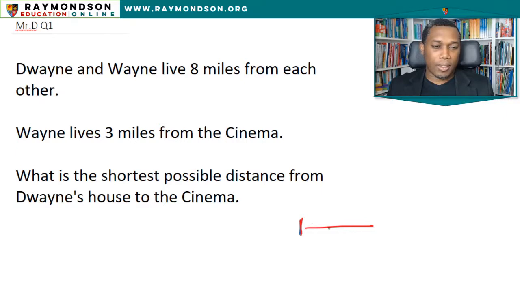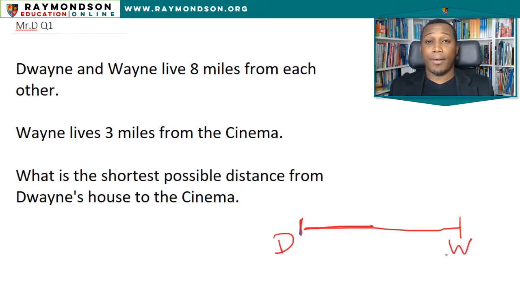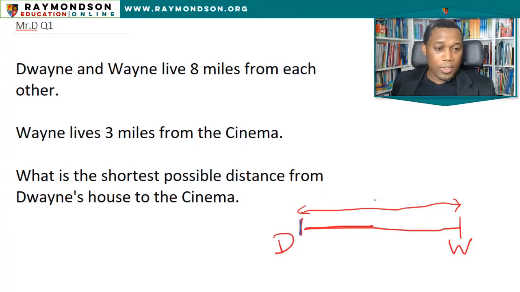Look at this. I'm going to draw a picture here, and I'm going to say this is Dwayne. Dwayne is here, and Wayne is over there. That means the distance from Dwayne to Wayne, we were told, is 8 miles. That distance there, I'll just put 8 miles. Let me put that 8 nice and neat so you can see it. Now, that's tick. We have a picture representing that first set of information.